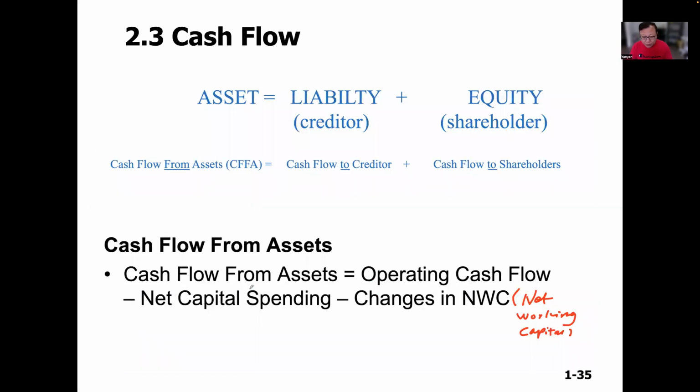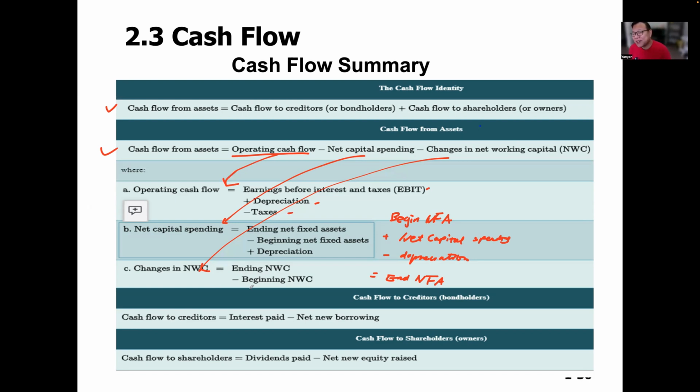What about the cash flow to creditors? That means you pay interest back to the bank, so interest paid. And what if you borrow more money from the bank creditor? Then there's going to be a cash flow from the bank to you. Therefore, you subtract the net new borrowing. Okay, for cash paid, I will use a picture. This is the bank creditor.